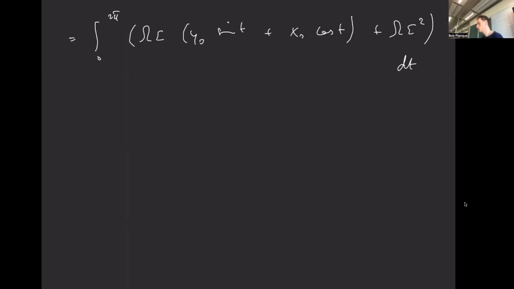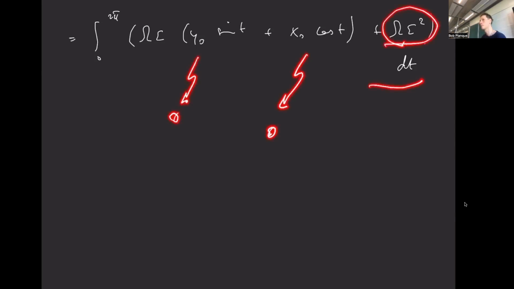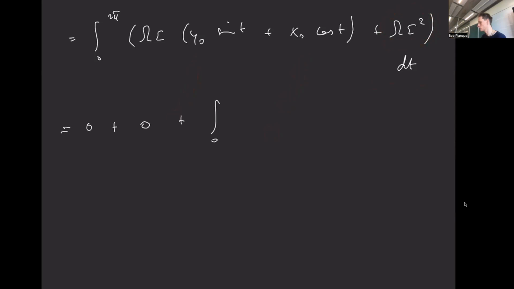Well, the sine of t is a periodic function from 0 to 2 pi. If I integrate it, I have to get the antiderivative, which is the cosine or minus the cosine, it doesn't matter. It's also periodic. So if I evaluate it at t equals 0 and t equals 2 pi, I get the same value, and this thing becomes 0. So this thing becomes 0, that thing becomes 0, and the only thing that remains is this. So this is 0 plus something which actually doesn't depend on t at all. So I just get omega epsilon squared times 2 pi.